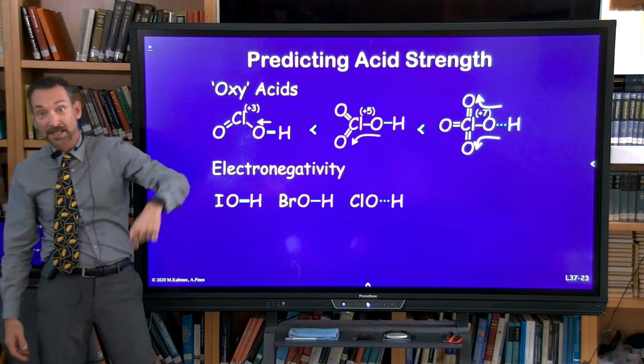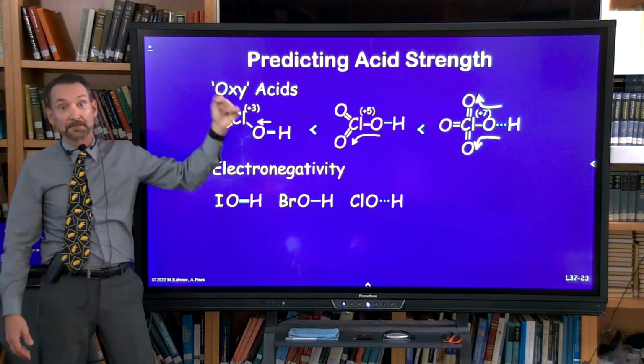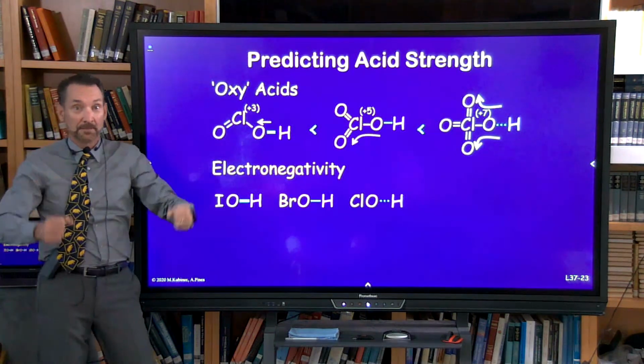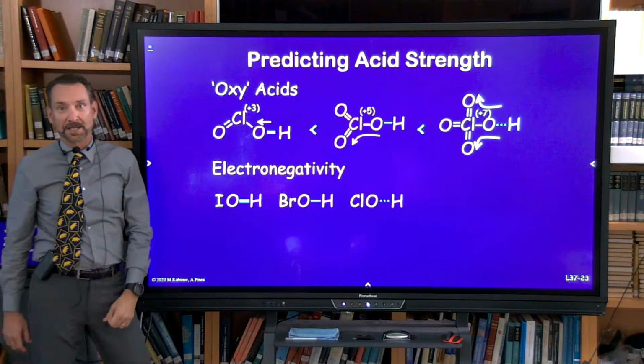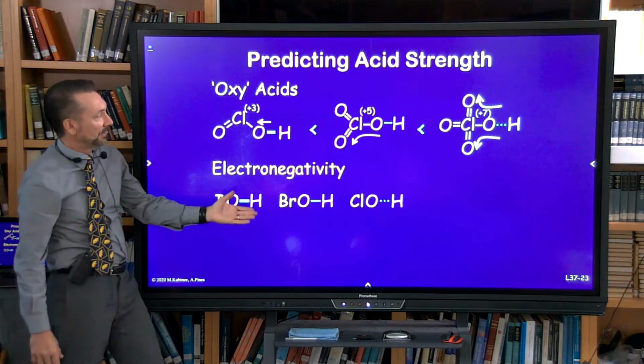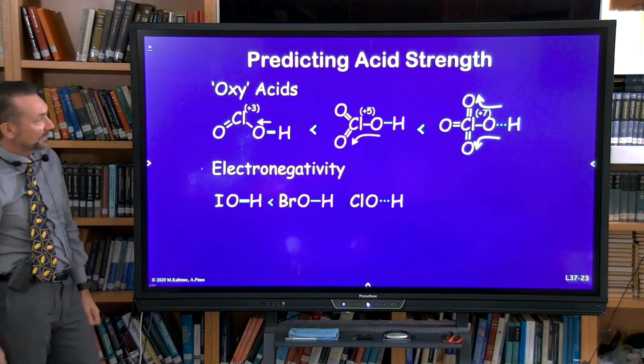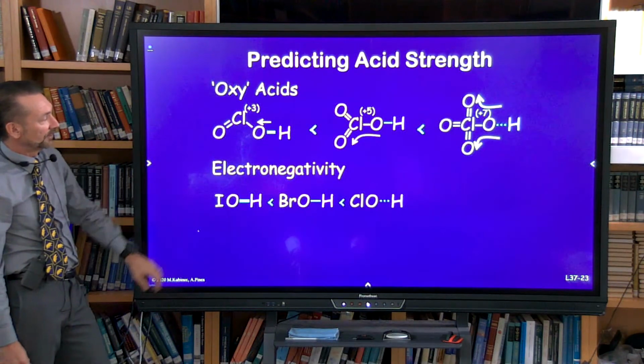And that's really what I like to do. I like to give you problems that think about one system, but think about all the things you can apply to that system. So predicting acid strength is a fun one to do there.